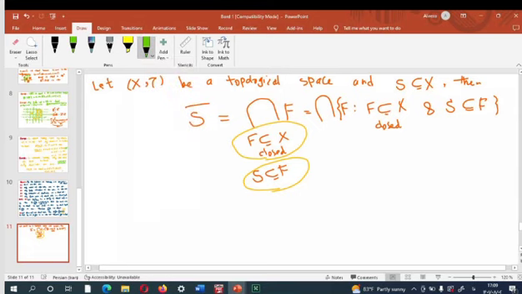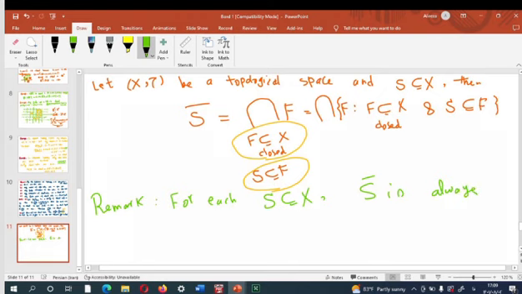But we have this proposition or remark: for each subset S of X, S bar is always closed, okay? Closed, okay.